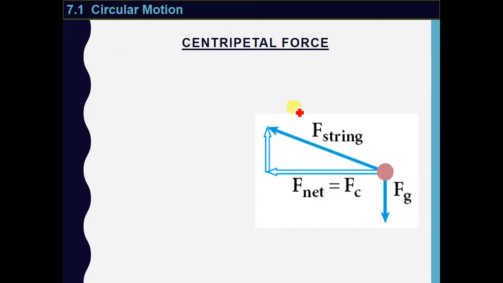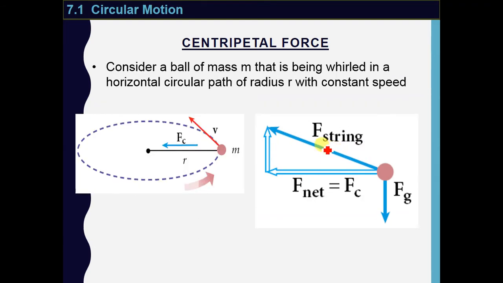Consider a ball of mass m that is being whirled in a horizontal circular path of radius r. So there is a ball here which is moving in a circular path like this. Let's study the forces exerted on this ball. This is the vector of the speed. Focus with me, all of you, on this picture. Here the forces exerted on this mass are only two forces, which are the gravitational force, the weight of the ball, and the force of the string.